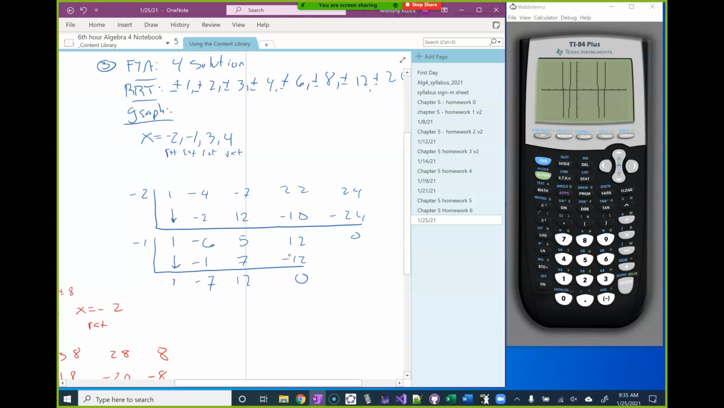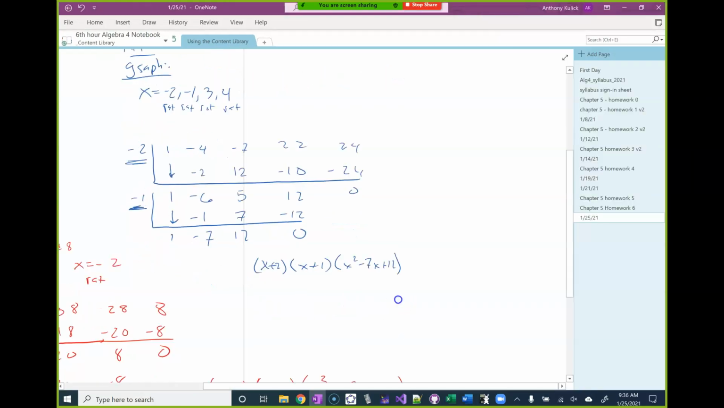So I'm going to exit here the x plus 1 from the second synthetic division, and then x squared minus 7x plus 12 from my leftover pieces is something that I can factor, right? That looks like a chapter 4 factoring problem. So adds the opposite that were on my list of things to try synthetic divisions with, right?